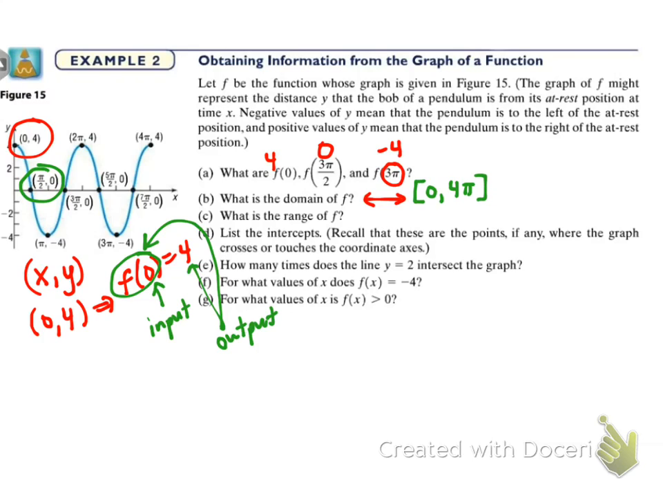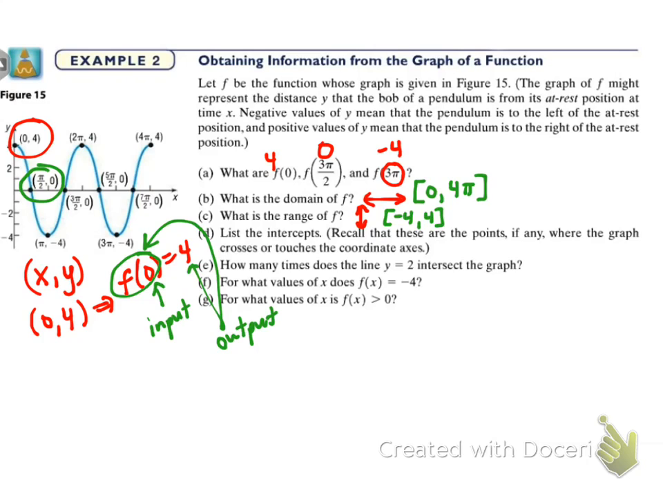The range of f would be from bottom to top, the lowest y to the highest y. The lowest y, we should be able to see, is negative 4. So the range of this function is all the real numbers from negative 4 to 4, and you can tell that just by looking at the graph.